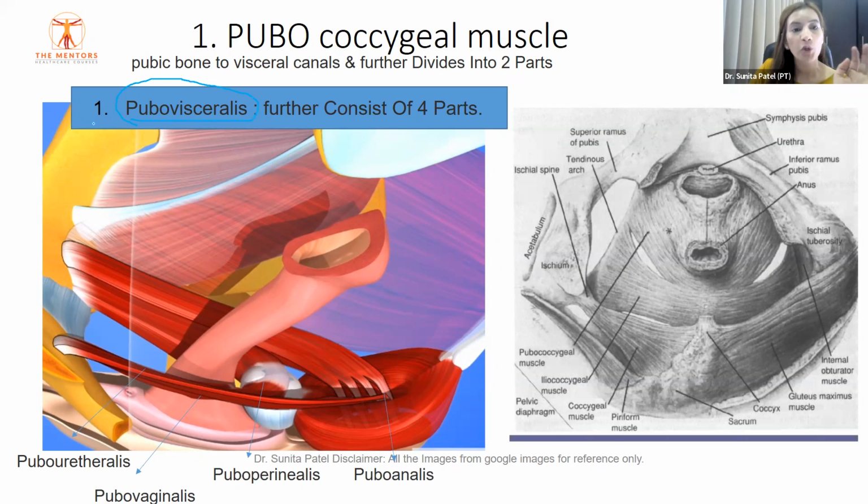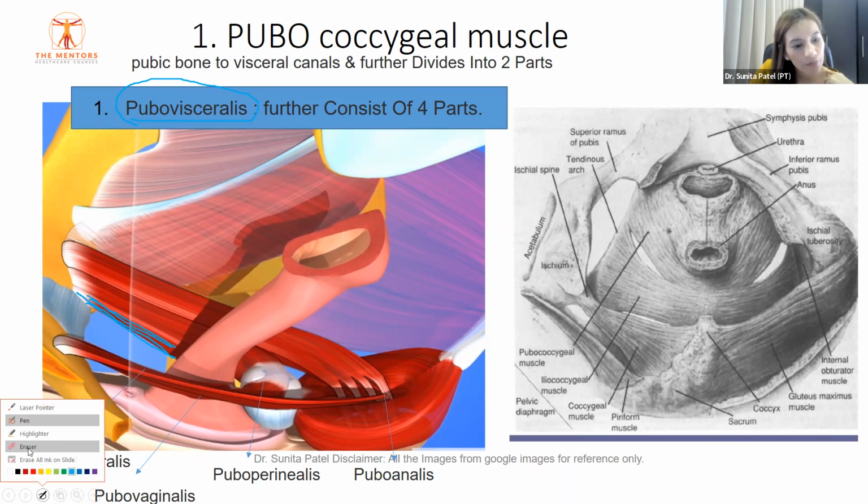Pubovisceralis is the anterior hiatus. From the inner part of the pubic symphysis, the muscle will originate like this, and it is going to come and meet the first organ which is passing from here. Which organ is passing from here? The organ is the urethra. Can you see this is the urethral opening? So the urethra is passing.